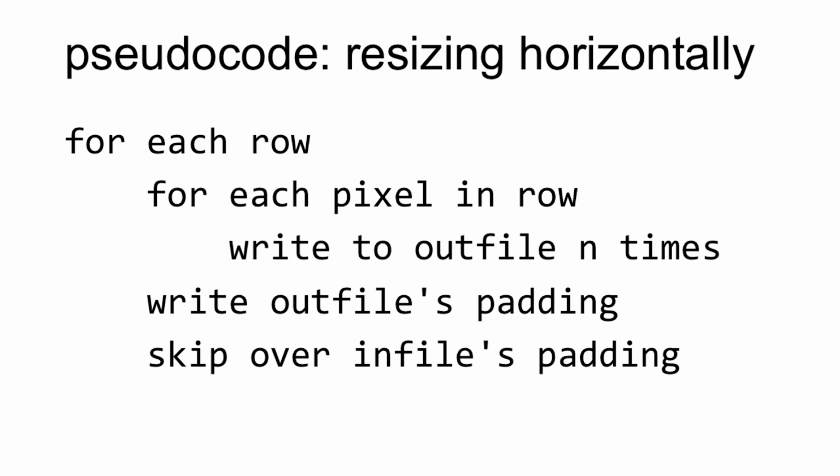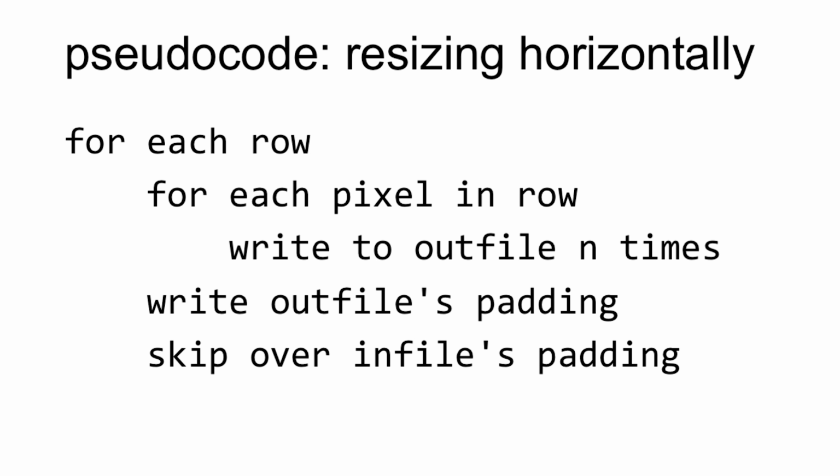Now this is pseudocode just for resizing horizontally. It's not going to be the final algorithm for your entire problem. But to resize horizontally for each row and for each pixel in the row, we want to write to the out file n times. Then we want to write the out file's padding once we've finished that row, but then skip over the in file's padding so that we reach the next row in the in file.